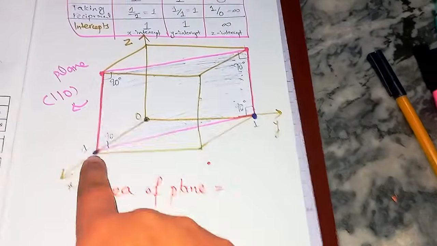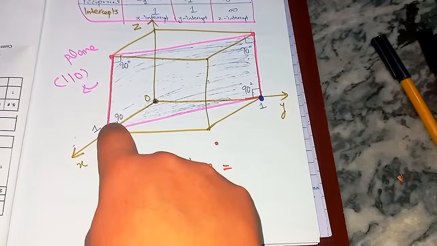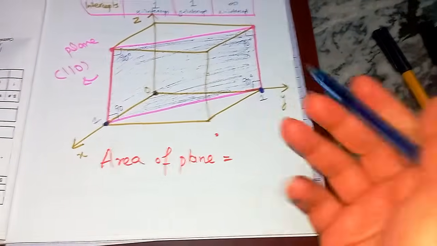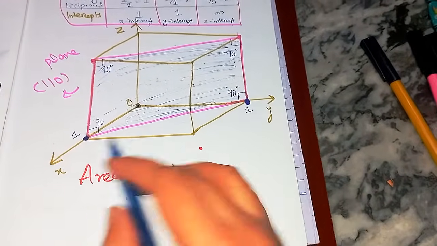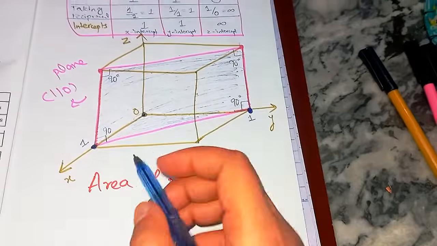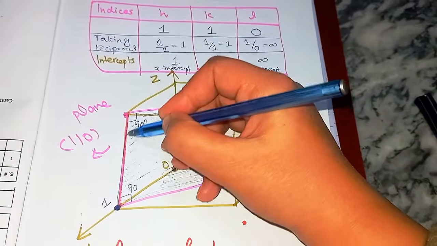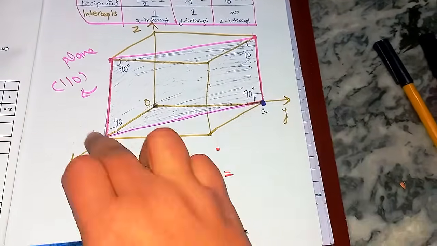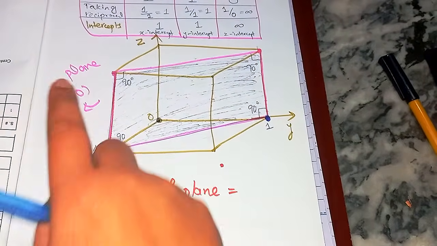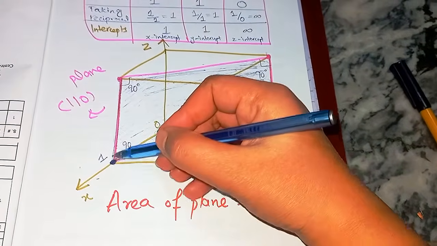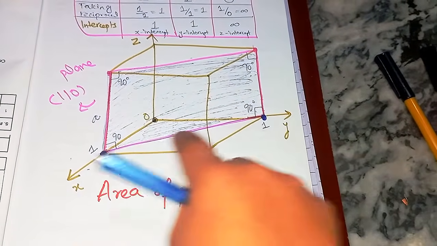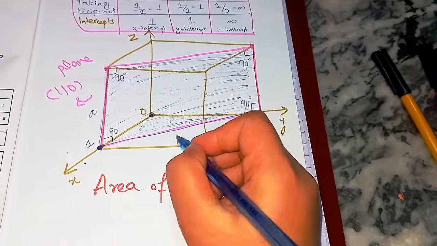So we can see here that it's a rectangular shape and the consecutive angles are 90 degrees. All right, so we have proved it. And here the area of the plane is the product of this length and this length. This is the length and this is the width, so the product of these two quantities. We know that this length is a, but we need to determine this length. This is the diagonal length and we need to calculate it.